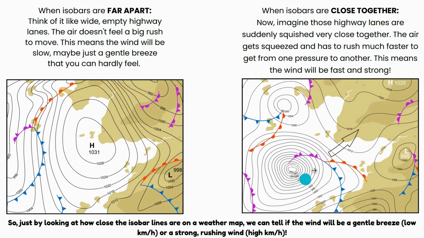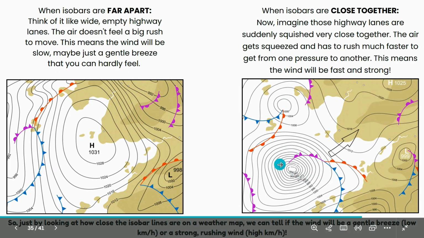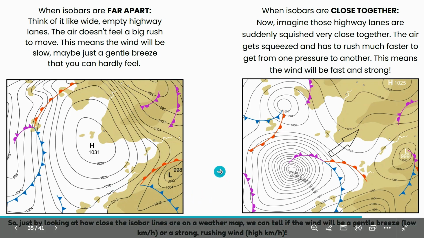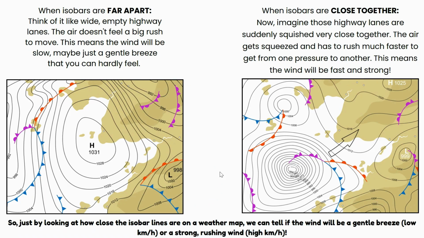If you look at this one, you'll see the spacing is closer together. So the isobars are closer together. Now imagine those highway lanes are suddenly squashed very close to each other. The air gets squeezed and has to rush much faster to get from one pressure to another. And this means the wind will be fast and strong. So just by looking at how close the isobar lines are on a weather map, we can tell if the wind will be a gentle breeze or a strong rushing wind.